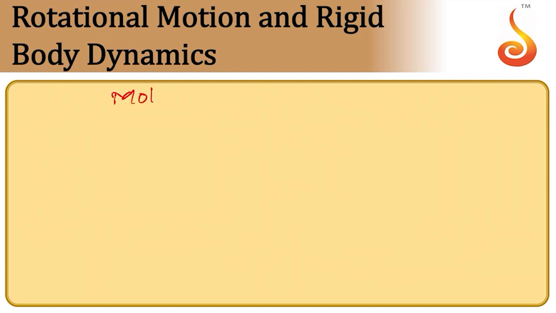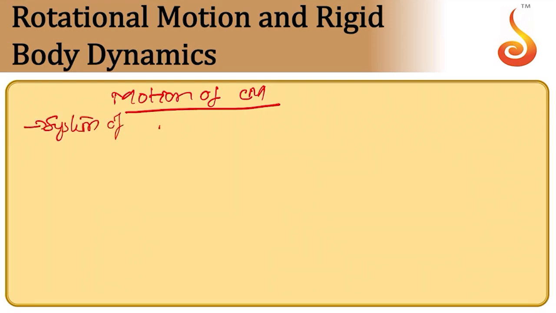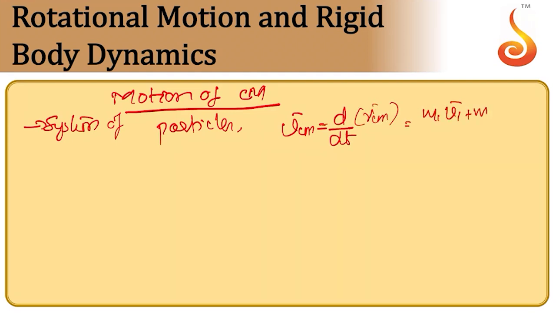Suppose I consider motion of center of mass. How do we analyze it? Now for a system of particles, the velocity of center of mass is nothing but the derivative of the position of center of mass. So this simply becomes m1 v1 plus m2 v2 plus m3 v3, etc., whole divided by m1 plus m2 plus m3 and so on.